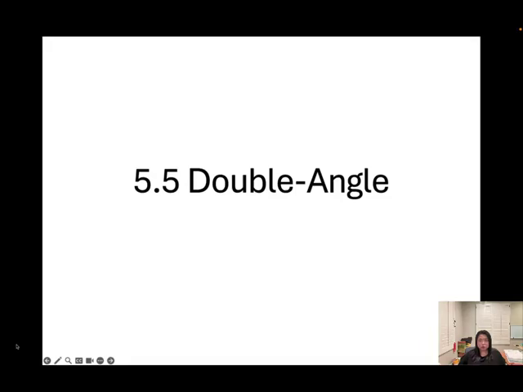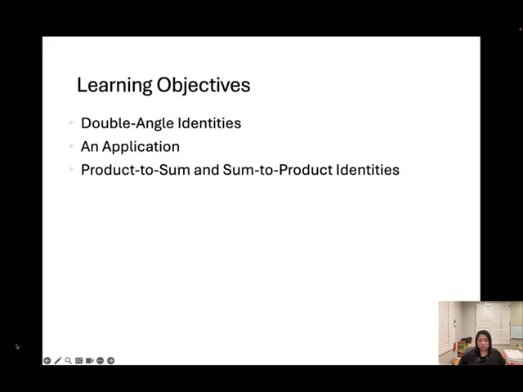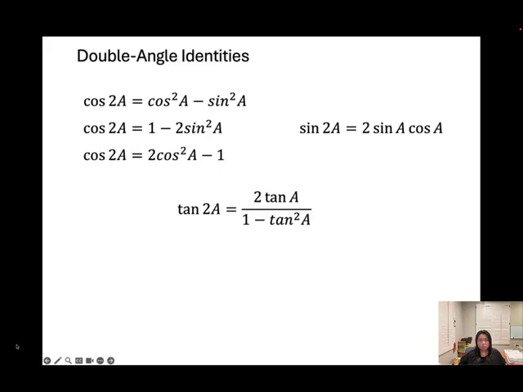Session 5.5, double angle. We do have the double angle identities. For the cosine 2A, we do have 3 different formulas. Cosine 2A can be equal to cosine squared A minus sine squared A, or 1 minus 2 sine squared A, or 2 cosine squared A minus 1.